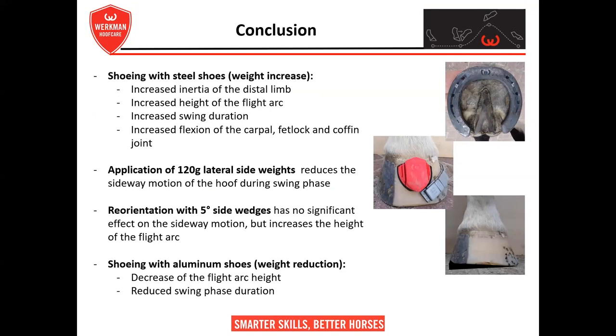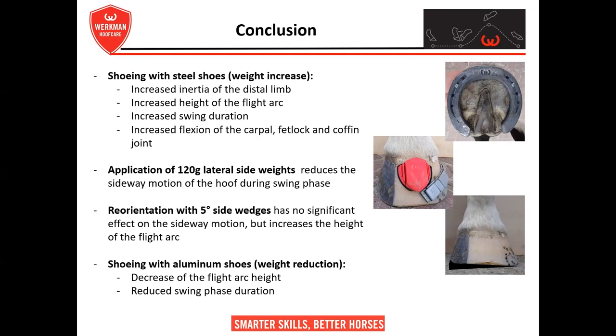If we apply lateral weights, we can reduce the sideway motion of the limb during swing phase. So this might be useful in horses tending to strike. And we know now that a change of hoof angulation in the mediolateral plane has no significant effect on sideway motion, but in single cases we can have an effect or an improvement of the motion of the limb during swing phase. And shoeing with aluminum shoes reduces weight, and we have a decrease of flight arc and reduced swing duration, which might be helpful because of less braking forces during initial contact.